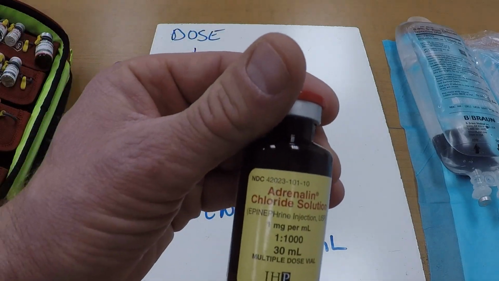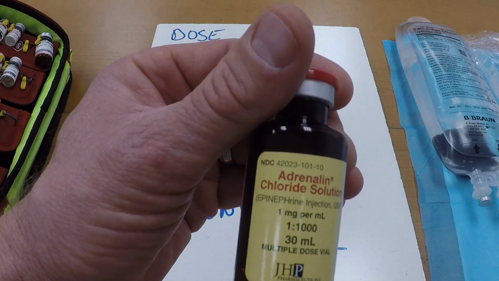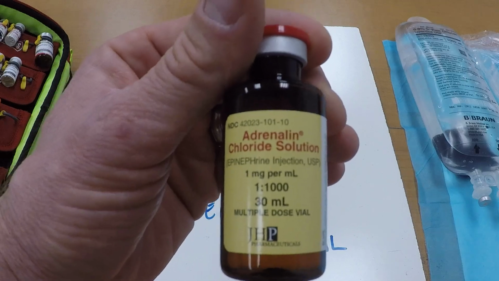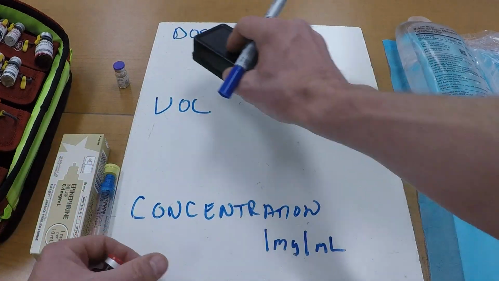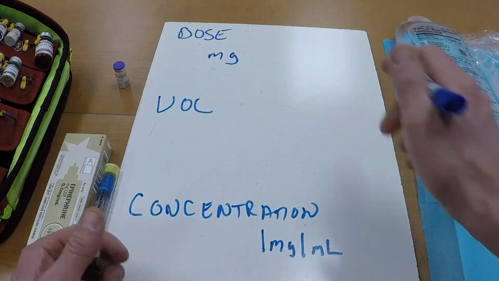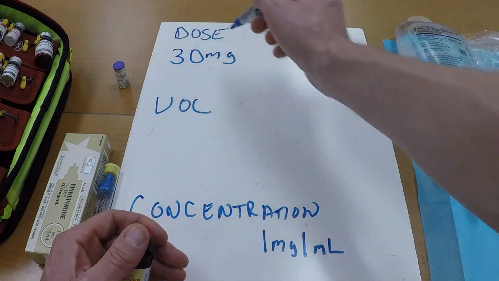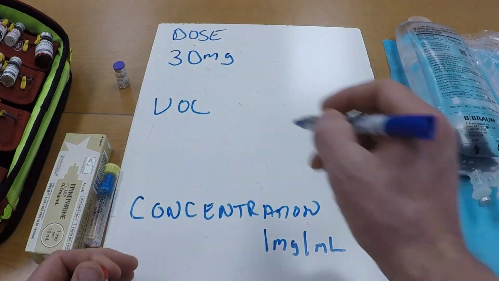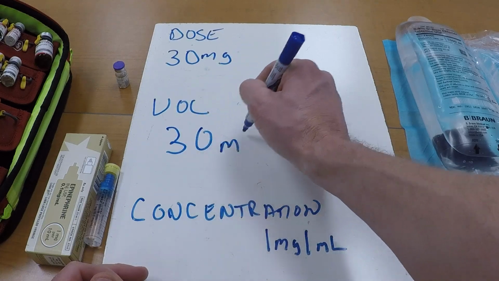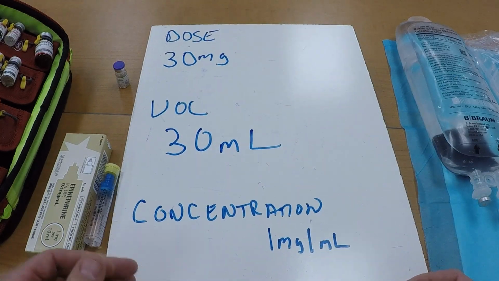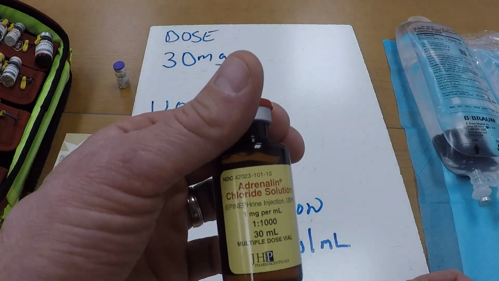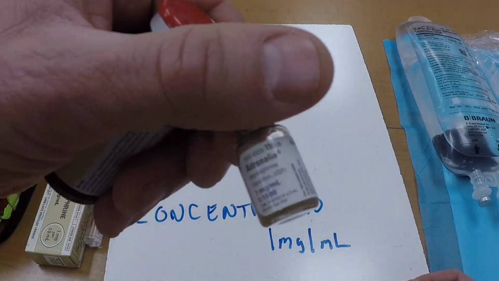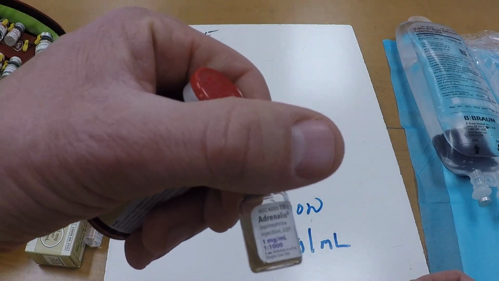But let's look at this guy. So this is adrenaline, which is also epinephrine injection, adrenaline. As here, and this is 30 milliliters. So the dose of this one is 30 milligrams, and the volume is 30 milliliters. So this 30 milligram vial contains the same concentration of epinephrine as this 1 milliliter vial.